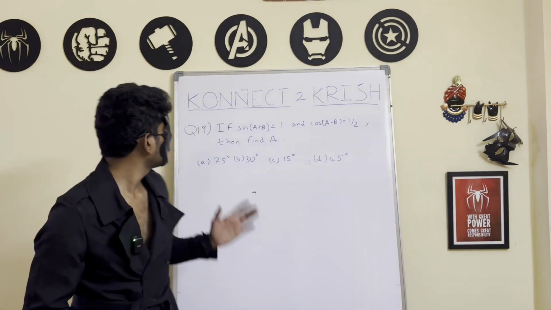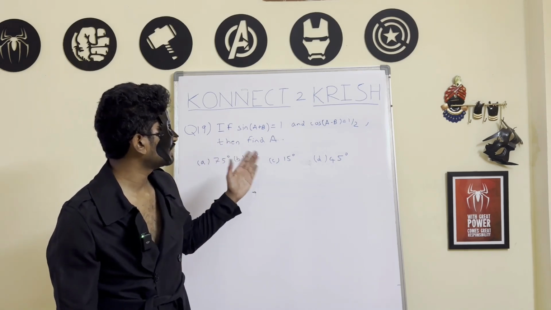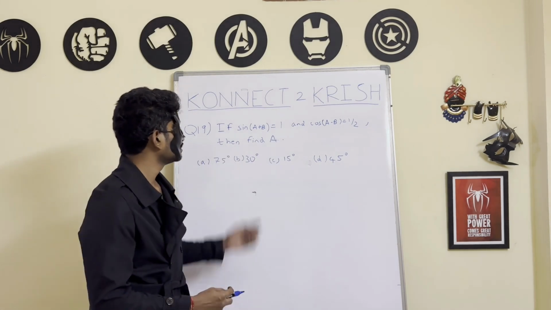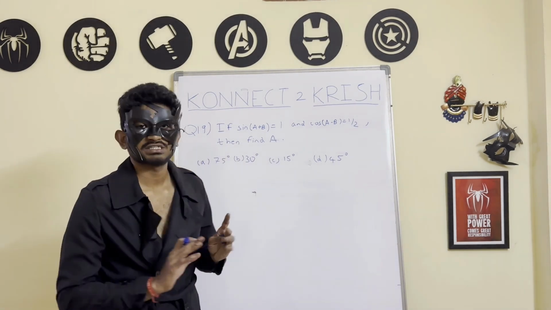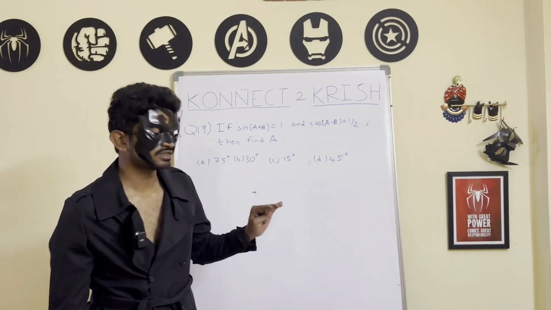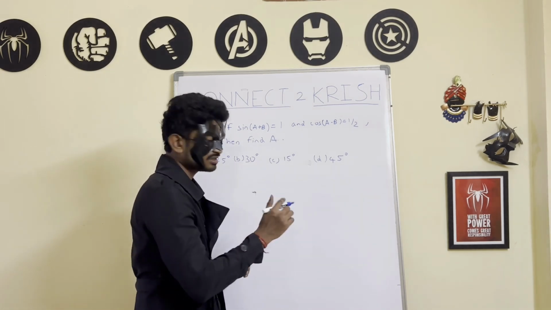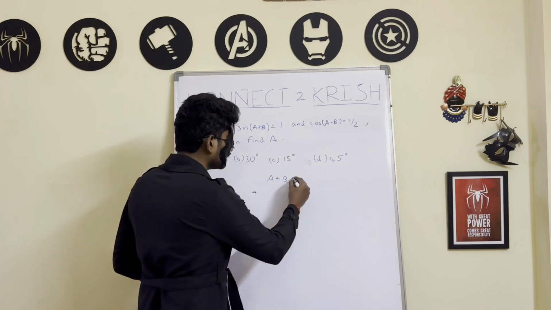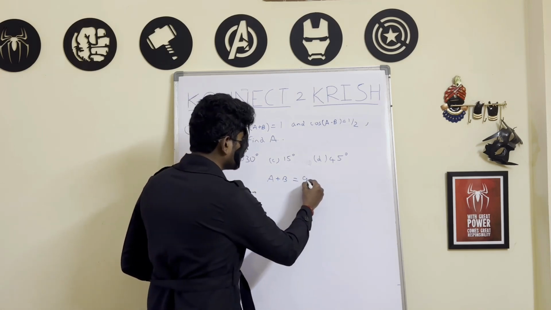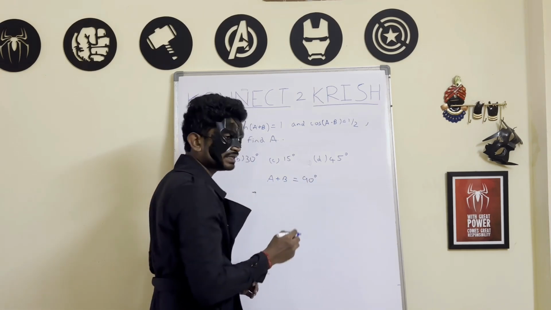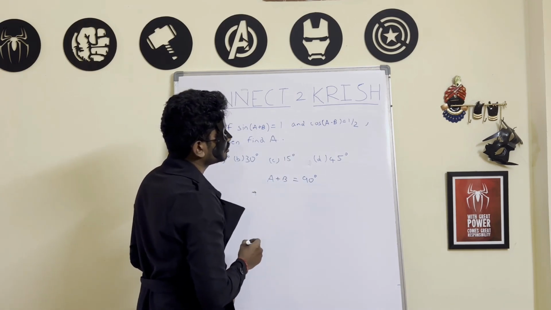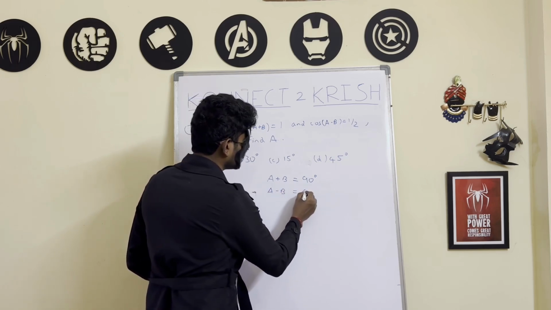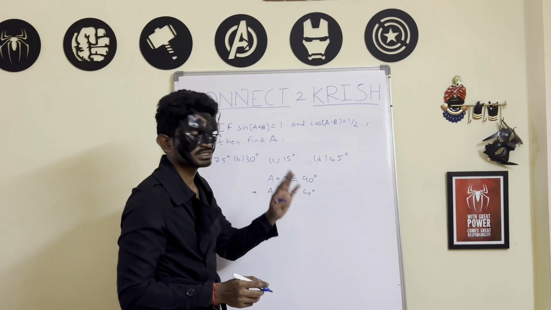Superhumans, next question is, if sin(a plus b) is equal to 1 and cos(a minus b) is equal to 1 by 2, then find the value of a. So I already told you, if quadrant is not mentioned, we'll assume that it is in first quadrant. So sin(a plus b) is 1, when is sin value 1? When the angle theta is 90 degrees. So a plus b is nothing but 90. Cos(a minus b) is equal to 1 by 2, so a minus b value is equal to 60, because cos 60 is equal to 1 by 2.